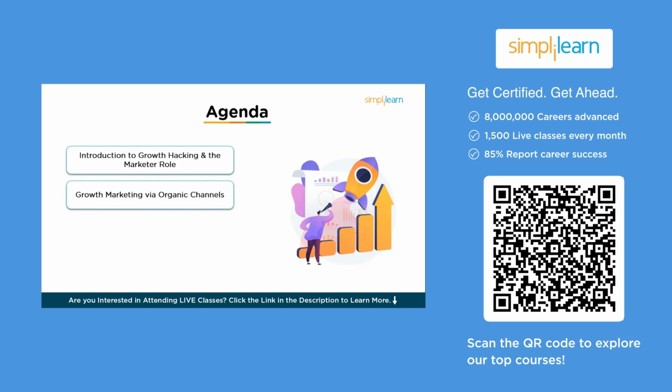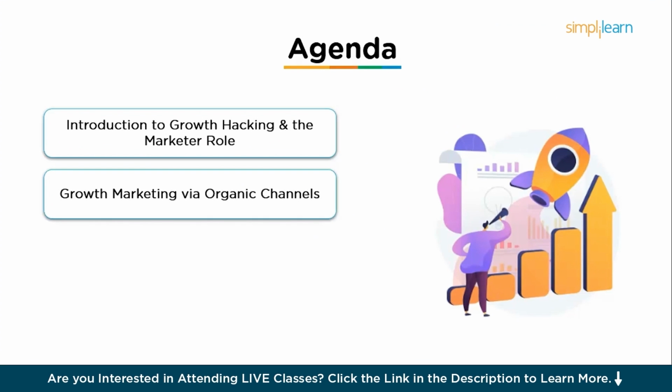Next, we will dive into growth marketing via organic channels, where you will learn how to leverage cost effective methods such as SEO, content marketing, social media, and community building to attract and retain customers without heavy spending. This section will empower you to build sustainable growth by optimizing natural customer acquisition.